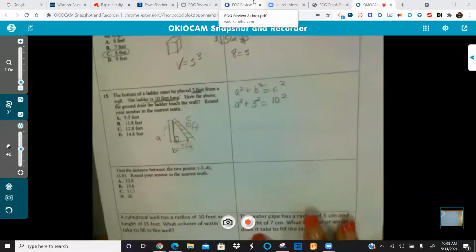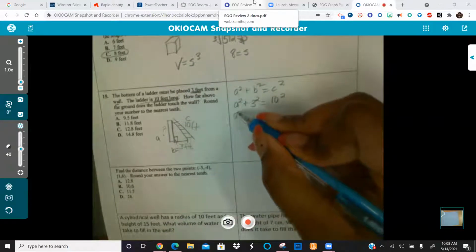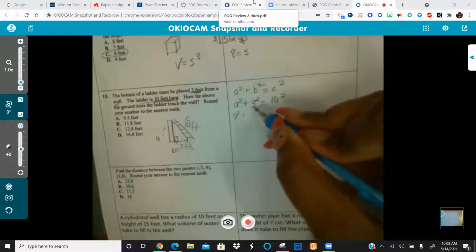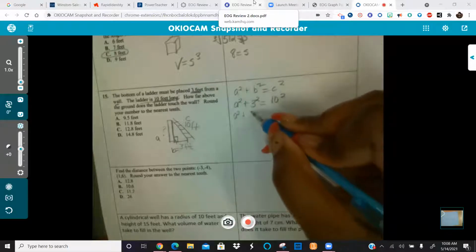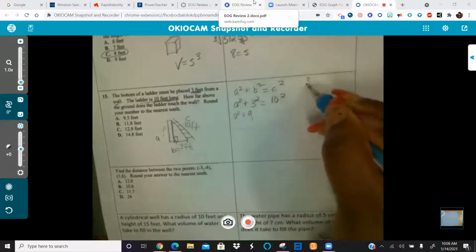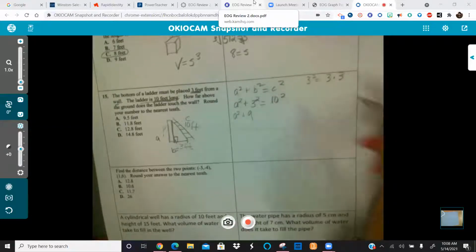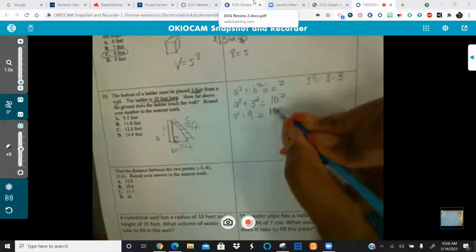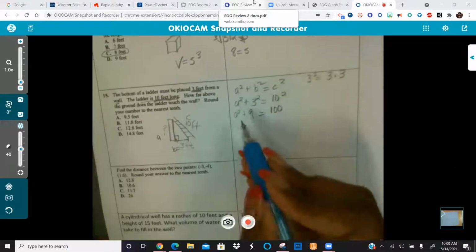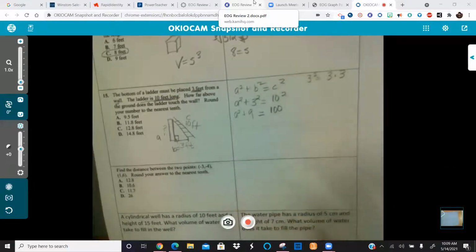So now let's simplify. We have A is missing. What's 3 times 3? 9. Remember, when you have 3 to the second power, that's the same as saying 3 times 3. That's 9. What's 10 times 10? 100. Now what do we do to get A by itself? What do we have to move?